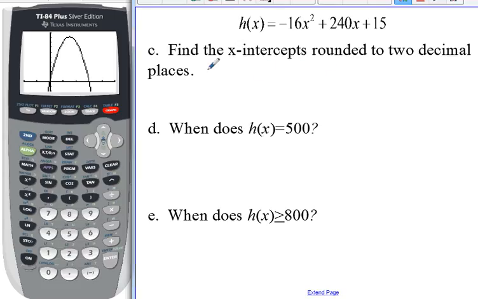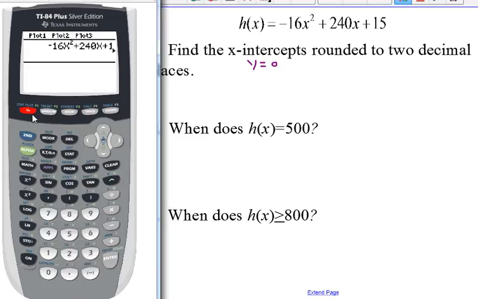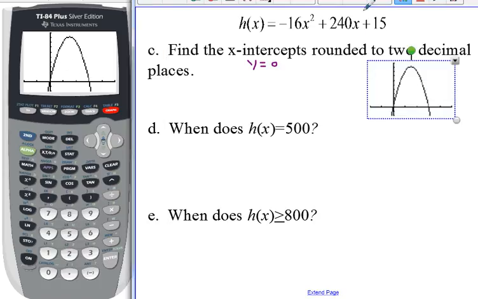So in this first question, we're asked to find the x-intercepts rounded to 2 decimal places. Now to find x-intercepts, we need to figure out when y equals 0. And we're going to do that by going into our y equals and having y2 equal to 0. Now when I graph it, it's not going to look any different because my y equals 0 is right on the x-axis, so it's hard to tell the difference. But I can find the intersections right here and here, and those are going to be my x-intercepts.